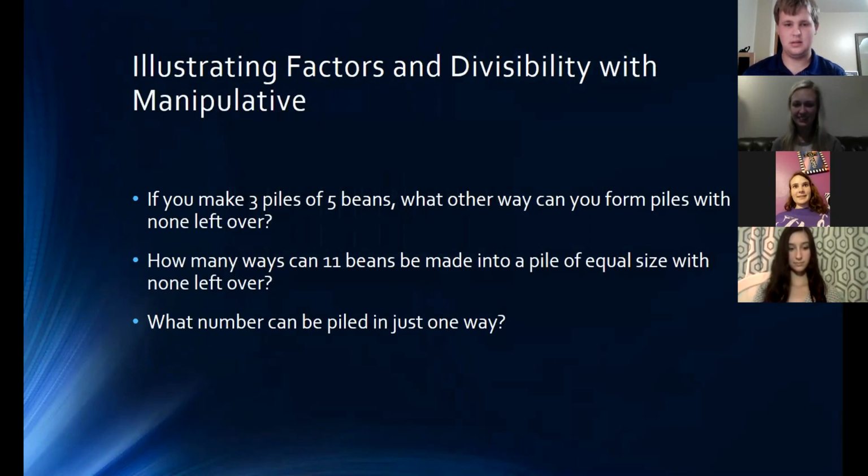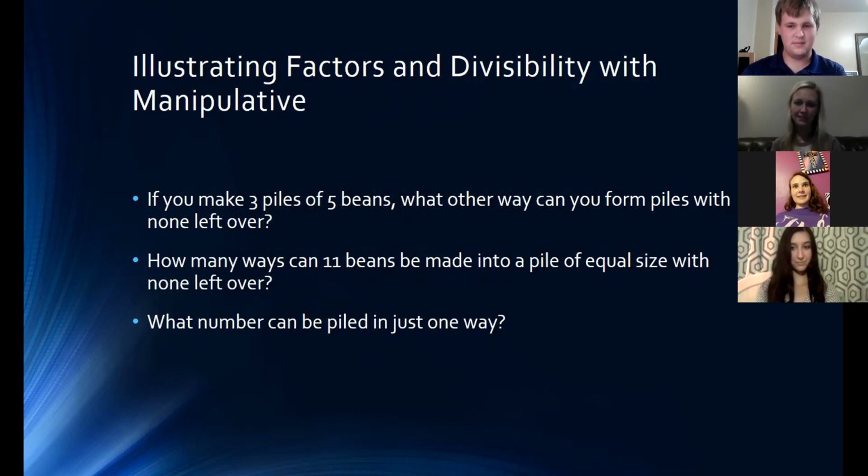Now I'll be talking about illustrating factors and divisibility with manipulatives. If you make 3 piles of 5 beans, what other way can you form piles with none left over? The answer is 1 pile of 15, 5 piles of 3, or 15 piles of 1 in each.